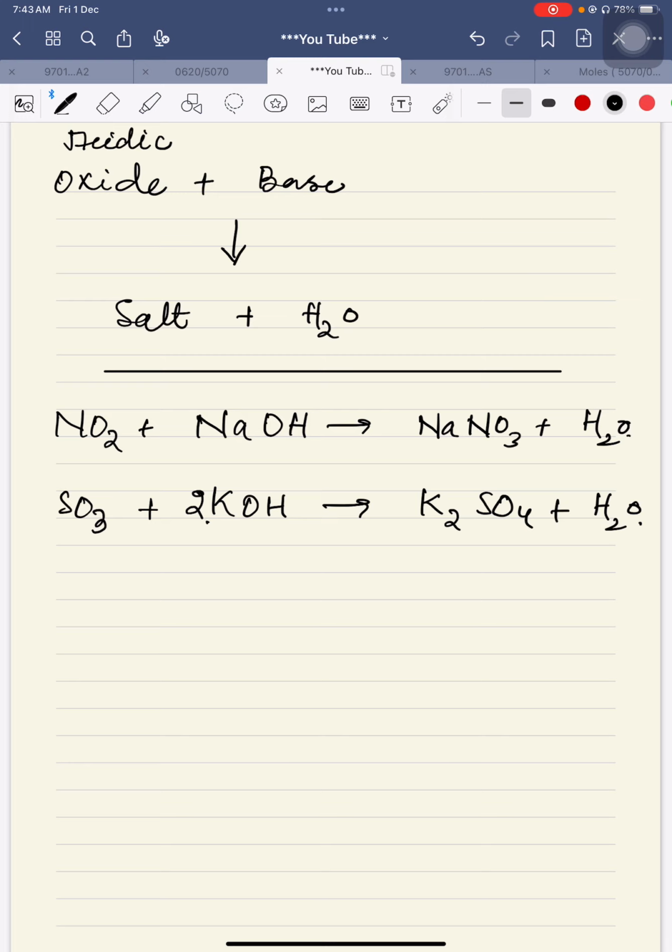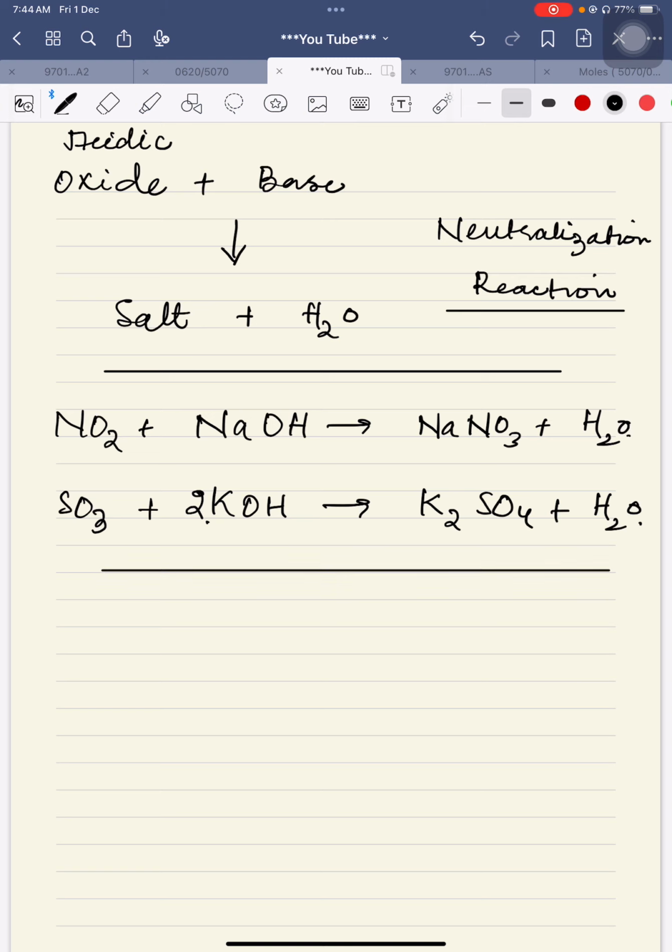So these are the examples in which these oxides are reacting with bases. Potassium hydroxide and sodium hydroxide are bases, and they combine with oxides of non-metals to make salt and water. So these reactions are called neutralization reactions. Okay. If you find any equation that is not balanced, you can balance the equation. Or if you are still finding a problem in balancing a chemical equation, you can send me a message. I will definitely help you, inshallah.